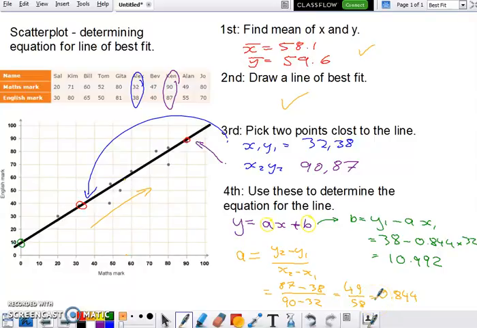10.992. So B is 10.992. Now, you just use those numbers to make y equals ax plus b. So our equation is going to be y equals a, which was 0.844, x plus b, which was 10.992. Okay, that's the equation for that line of best fit.